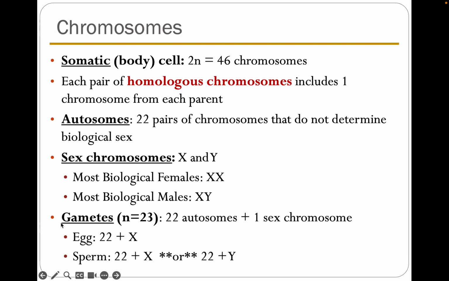All right. So if we jump back down here to gametes, an egg has 22 autosomal chromosomes plus an X. A sperm can have 22 autosomes no matter what. And then it either carries the X chromosome that the father got from his mother, or the Y chromosome that the father got from his father. So it's the sperm that determines what the biological sex of the zygote will be.